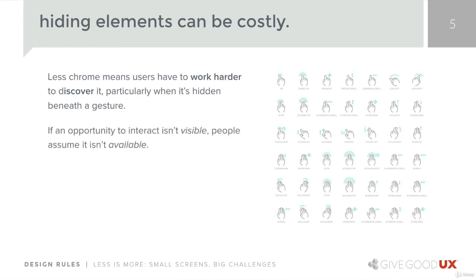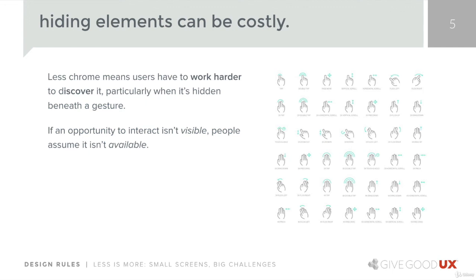If an opportunity to interact isn't visible, people assume it isn't available. One thing I see constantly is that the designers and developers assume that because all these gestures are available, that people will automatically know that they exist. Okay, take a look at that list on the right. These are common gestures built into most mobile apps, sites, and systems. The problem is there's a lot of research around the fact that no one knows all of them. There are maybe a handful that are common to people, and the rest of the stuff is hidden.